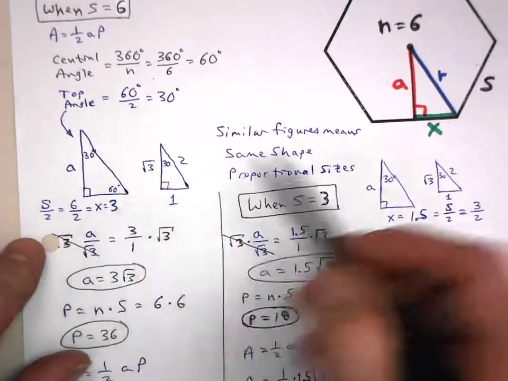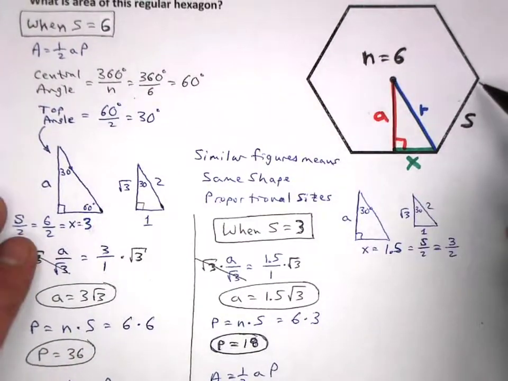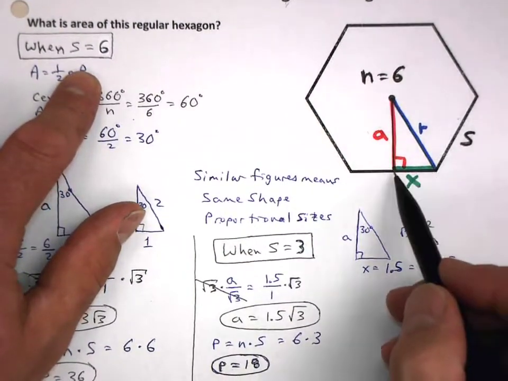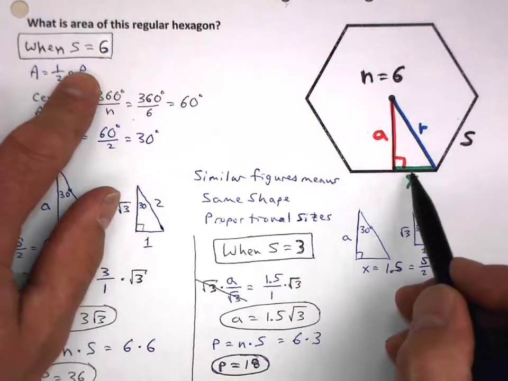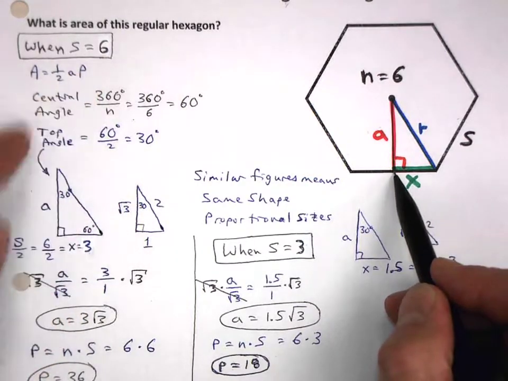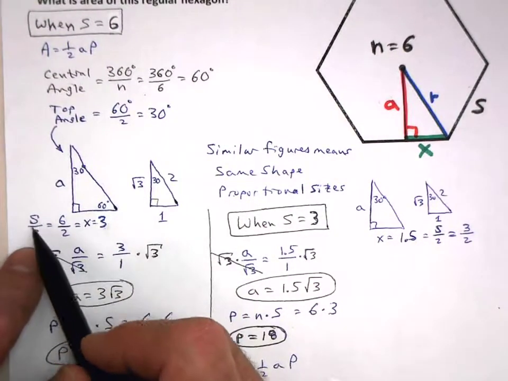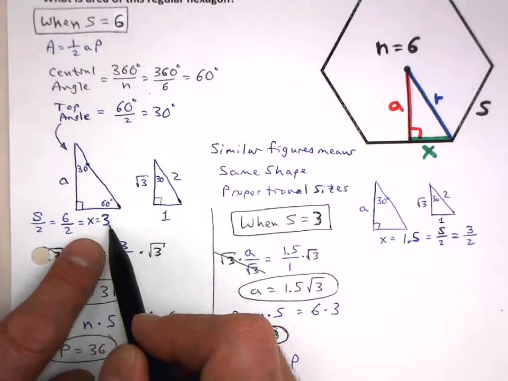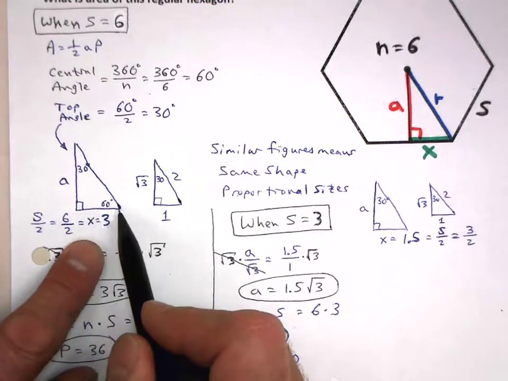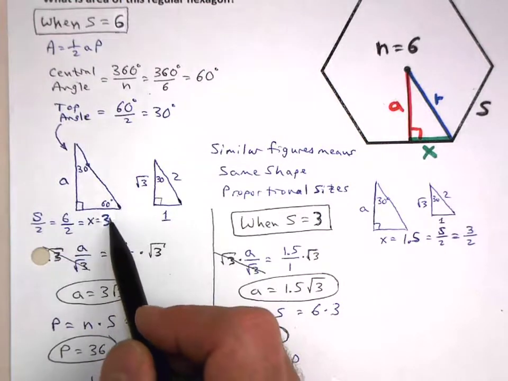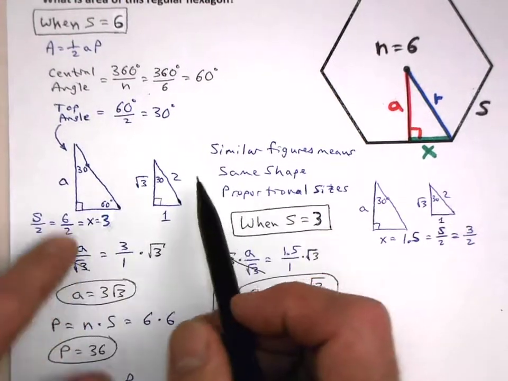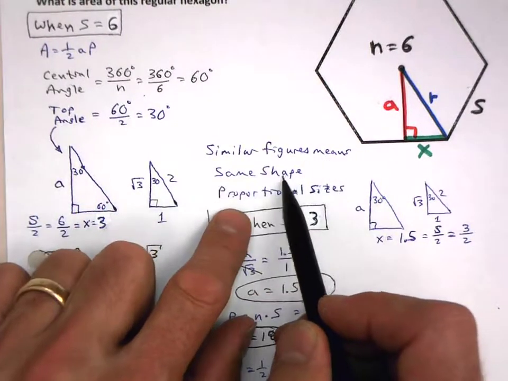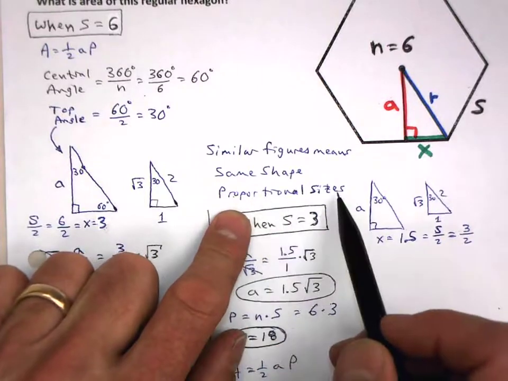Well, remember I said, as you know, if we have a side length of 6, this x here is going to be half of that, because this is the midpoint of the side. So s divided by 2 is 6 divided by 2, which is 3. So the length of this bottom leg here is 3.